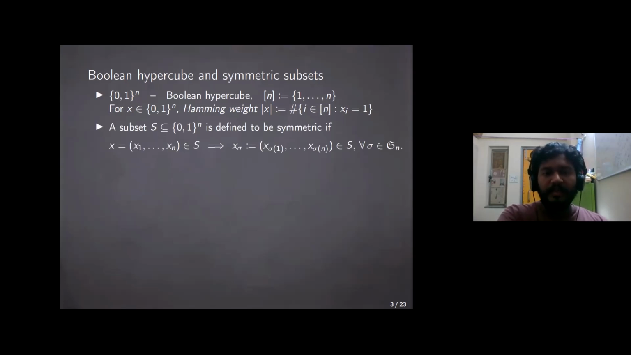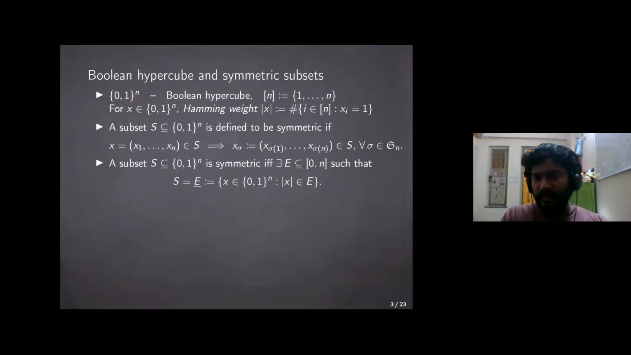All right. Now this is a very useful quantity, the Hamming weight, because, to start off with, a subset of the hypercube is said to be symmetric if it is invariant under permutations of coordinates. So formally speaking, you start with x and apply any permutation sigma on n letters, the permuted element must also be in the set. And this is where the Hamming weights come into the picture. They give us a very nice characterization of symmetric subsets. A subset is symmetric if and only if there is a subset of [0, n]. There is a small abuse of notation here. When I say interval 0 to n, I mean the integers only, the integers from 0 to n.